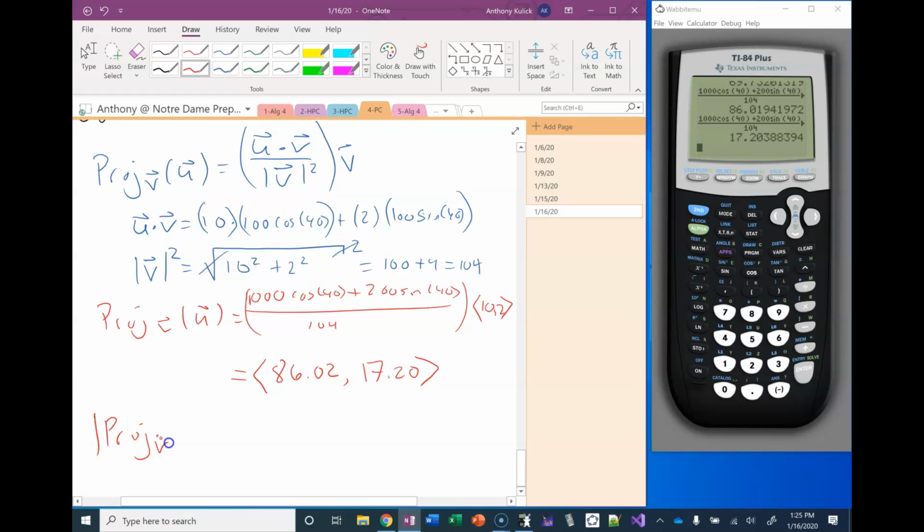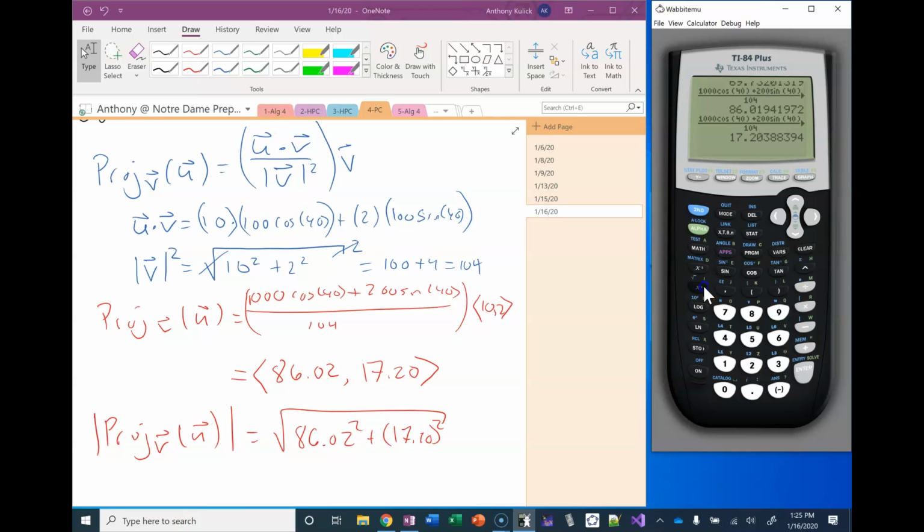And then to get the magnitude, I just do the square root of these two things squared. And that's it. So this guy squared plus this guy squared. So I get 87.72.